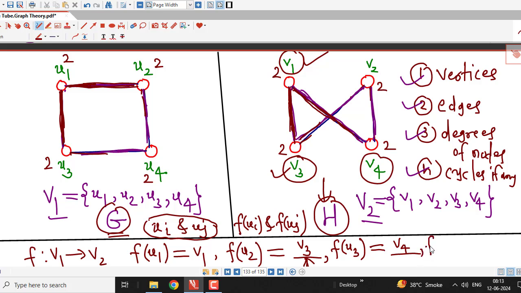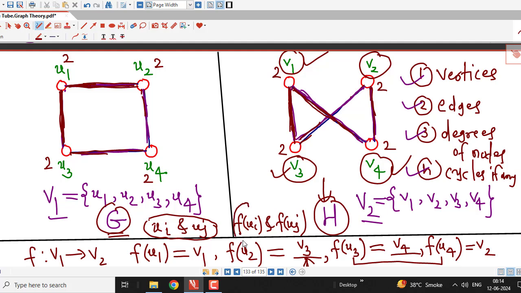And the last vertex which remains to be assigned is V2. So we must consider f of U4 equal to V2. And we can check this property also. What about U3 and U4? They are adjacent in G. So V4 and V2 must be adjacent in H. So that is satisfied. Similarly, we can check U1 and U4 also. U1 and U4 are adjacent or not? Here U1 and U4 are not adjacent. So what about V1 and V2? V1 and V2 are also not adjacent.